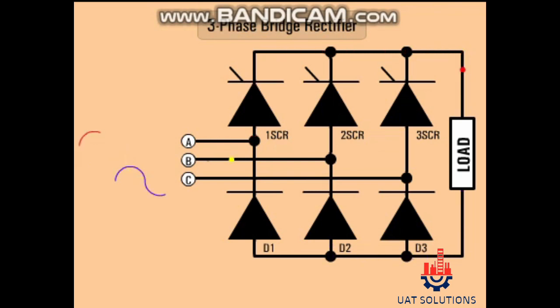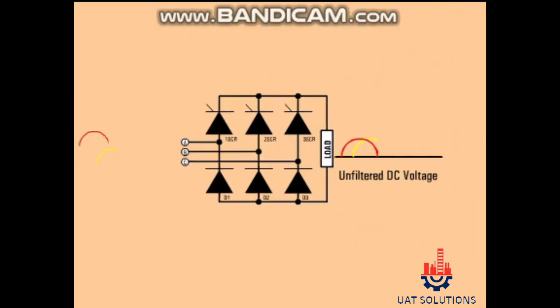During the positive alternation or first half cycle of the AC sine wave of phase A, one SCR is conducting. At this time, phase C is in its negative alternation, causing D3 to conduct. This sequencing takes place for each phase of the 3 phases as demonstrated. As shown here, the sequencing of the SCRs and diodes produces an unfiltered DC from the 3-phase AC sine wave.